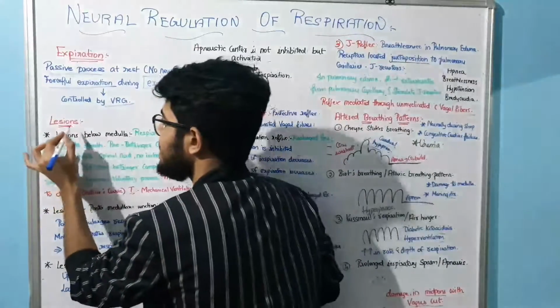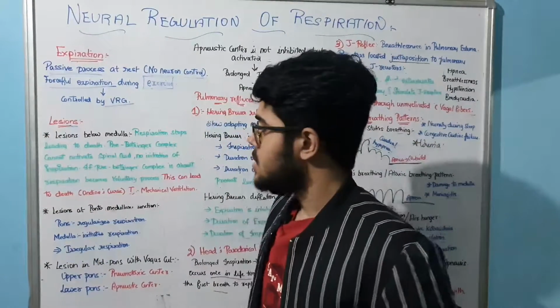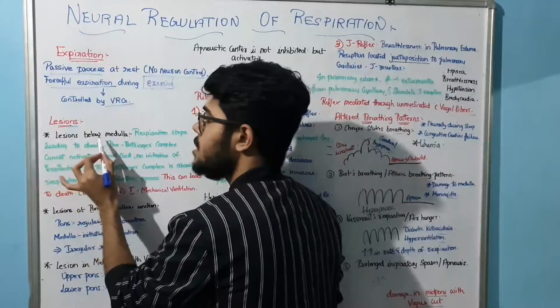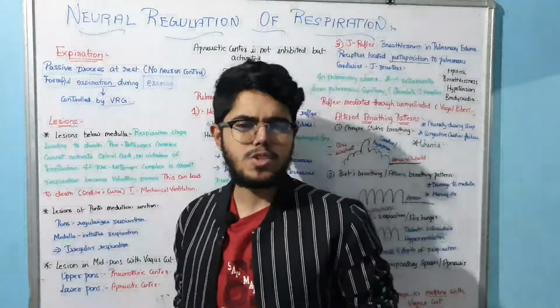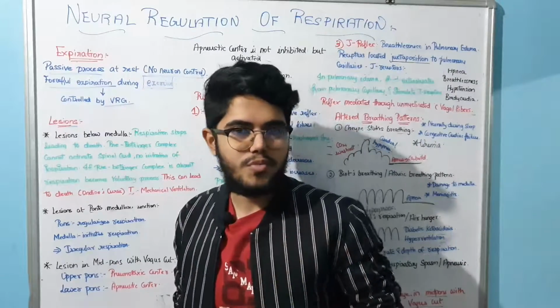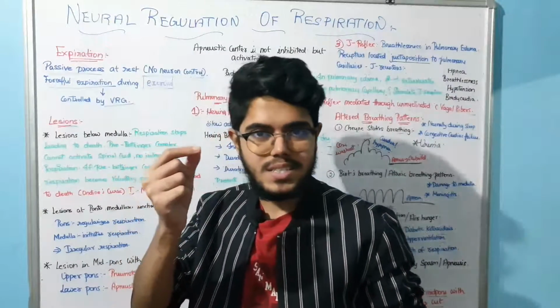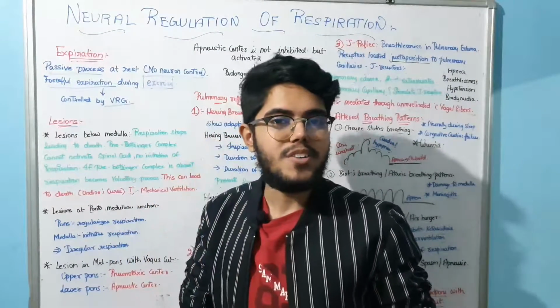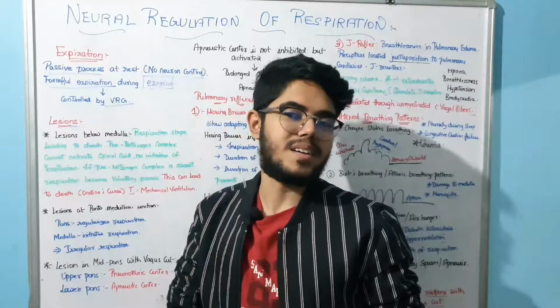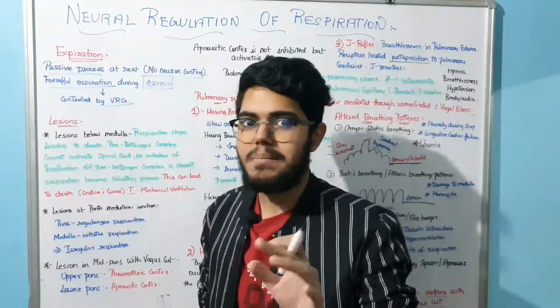So what are the lesions we will see now? There are three conditions. First, the lesion below the medulla. What are the things that are present below medulla? You already know, that is VRG, we have DRG. But above VRG, that is ventral respiratory group, we have our initiator, the pacemaker, that is the pre-Botzinger complex. That will not come into role.